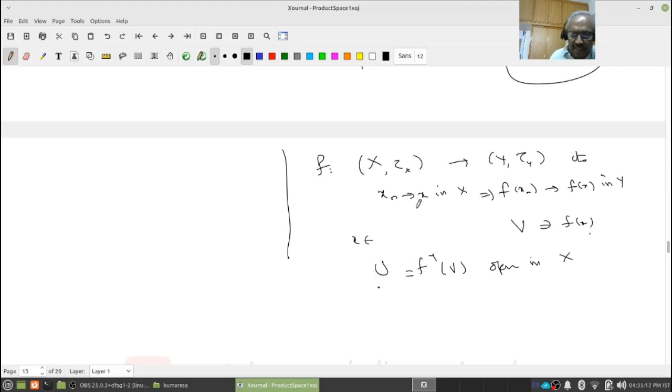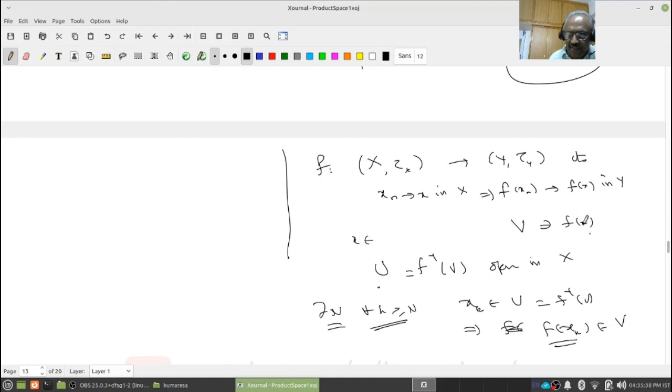Now since xn converges to x, what do I know? There is an n so that for all k greater than or equal to n, my xk lies in U. That is the same as saying xk lies in f inverse of V. That is the same as saying f of xk lies in V. So what have I shown? I have shown that there is an n so that for all k greater than or equal to n, my f(xk) lies in V, where V is any arbitrary open set which contains f(x).